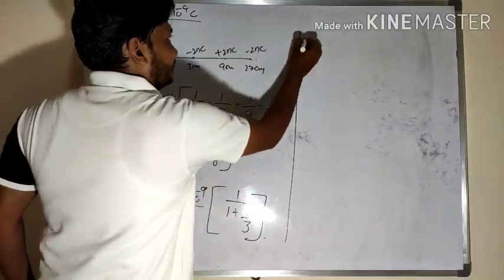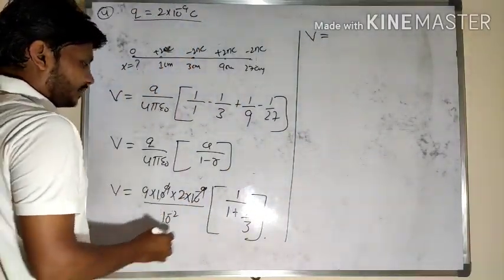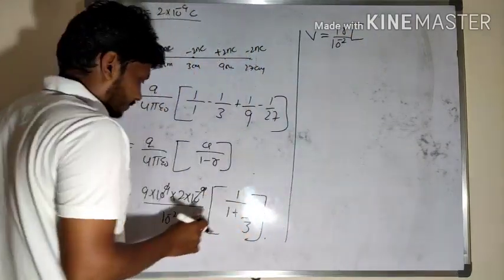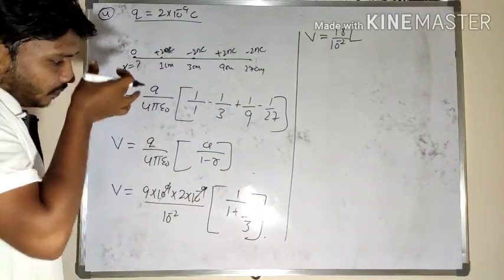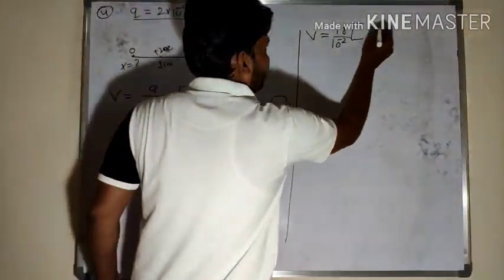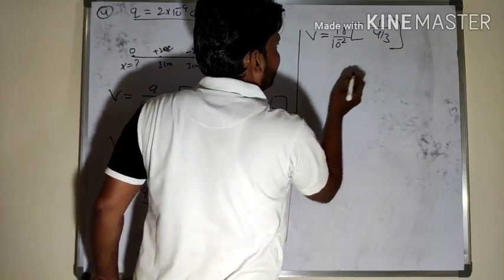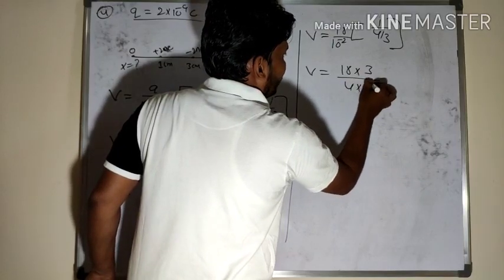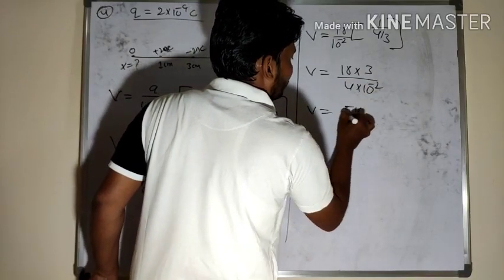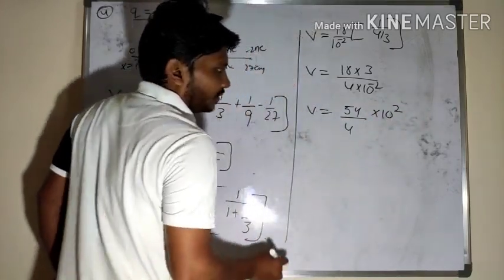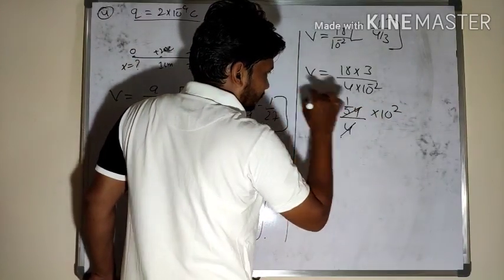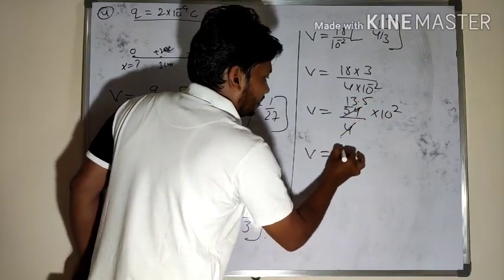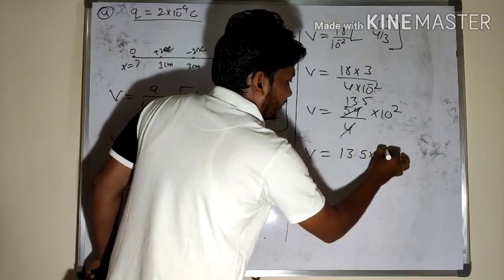So let me simplify this one. V value is equal to 18 divided by 10 to the power of minus 2. So 1 by 1 plus 1 by 3, so that is 4 by 3, 1 divided by 4 by 3. So V is equal to 18 into 3 divided by 4 into 10 to the power of minus 2, or 54 divided by 4 into 10 to the power of 2 here. 12, 3 here, so 20 means 5. So 13.5 into 10 to the power of 2 here.